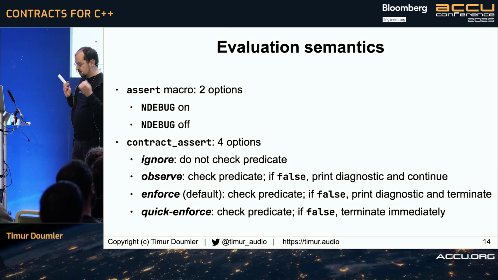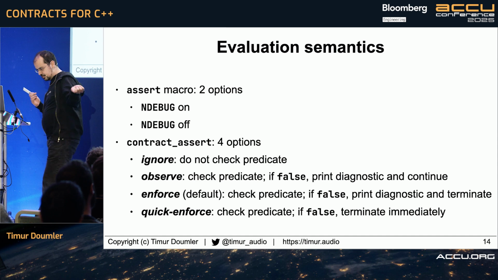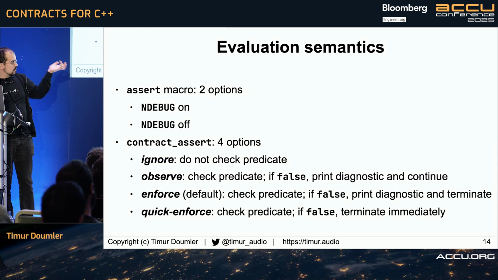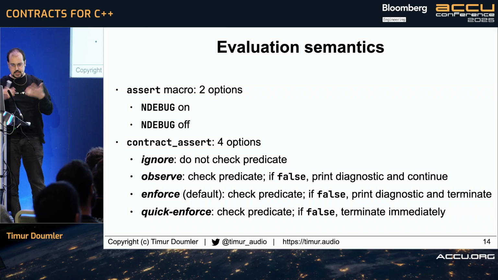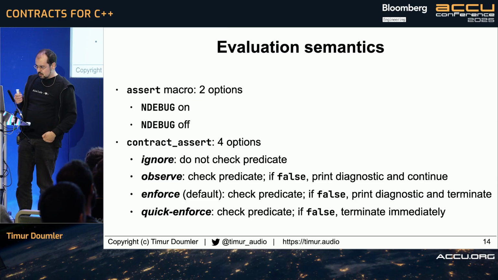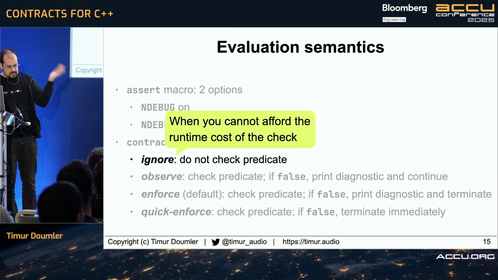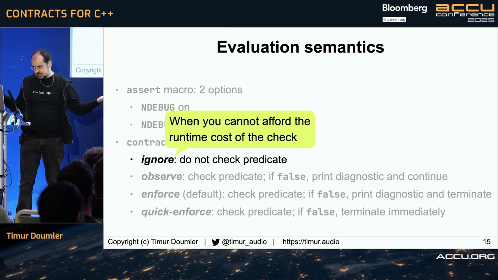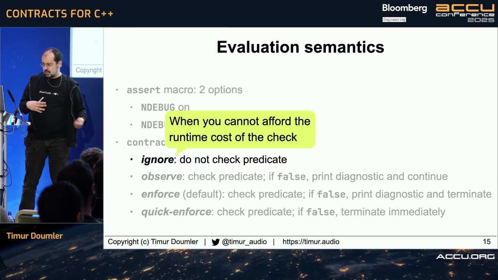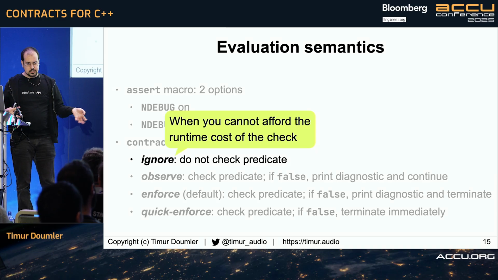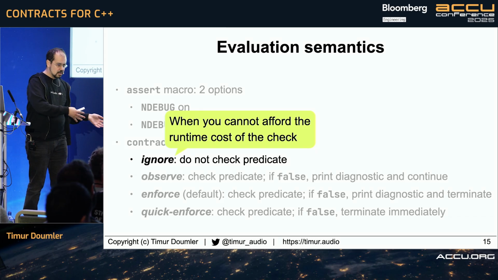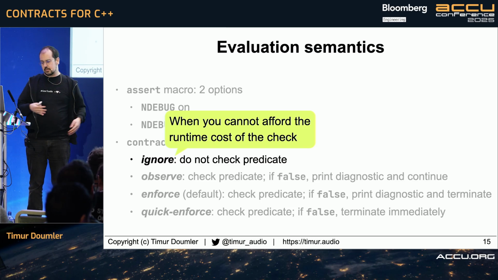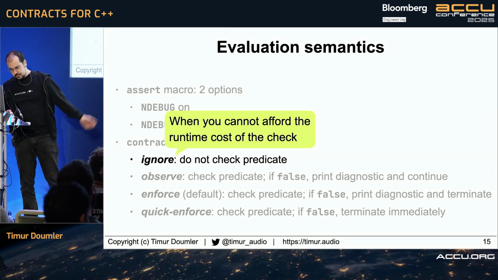Enforce is the default, but you have these three other options as well. You can specify them in whichever way your compiler decides to give you that option, typically as a compiler flag. Ignore is the one where nothing happens, the assertion is just ignored, as the name says, and you use that when you cannot or don't want to afford the runtime cost of the check. So you don't want to actually check anything, you still want the assertion to be there in the code, but you don't want it to actually do anything. So that's when you use ignore.